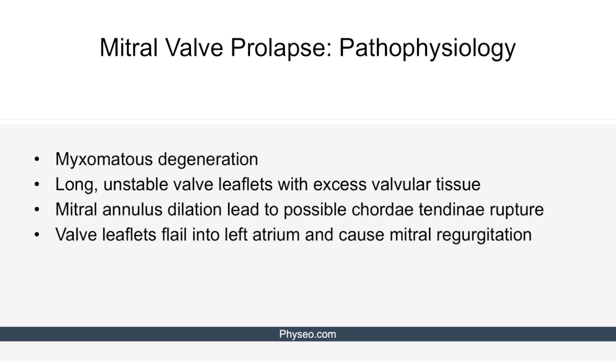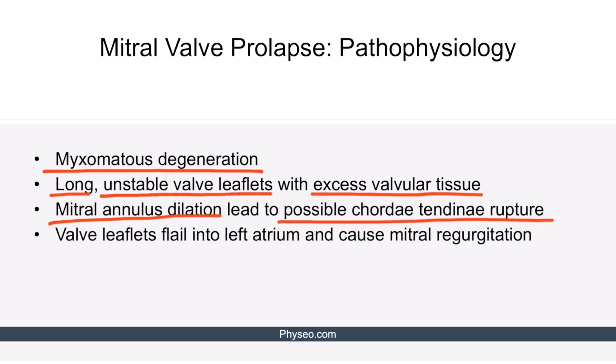The most common cause of mitral valve prolapse, as previously mentioned, is myxomatous degeneration. This is the process in which deposition of glycosaminoglycans leads to degeneration of structural integrity of the valve. This will lead to long, floppy, and unstable mitral leaflets with excessive valvular tissue. The mitral annulus then becomes dilated and chordae tendineae may become elongated and possibly rupture, leading to flailing of mitral leaflets into the left atrium during systole. In severe cases, this can even lead to mitral regurgitation.